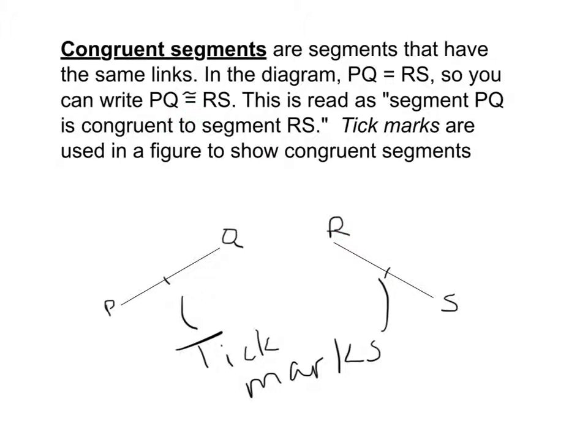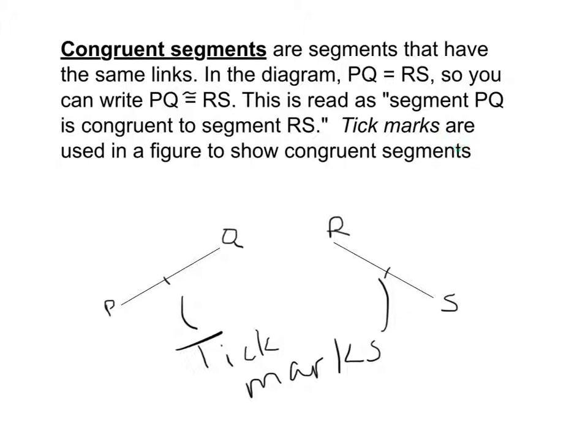This sign, an equal sign with a little squiggly above it, is called the congruent sign. Some of you have seen this before, I believe, in Algebra 1. When you read this, you read that statement as segment PQ is congruent to segment RS.